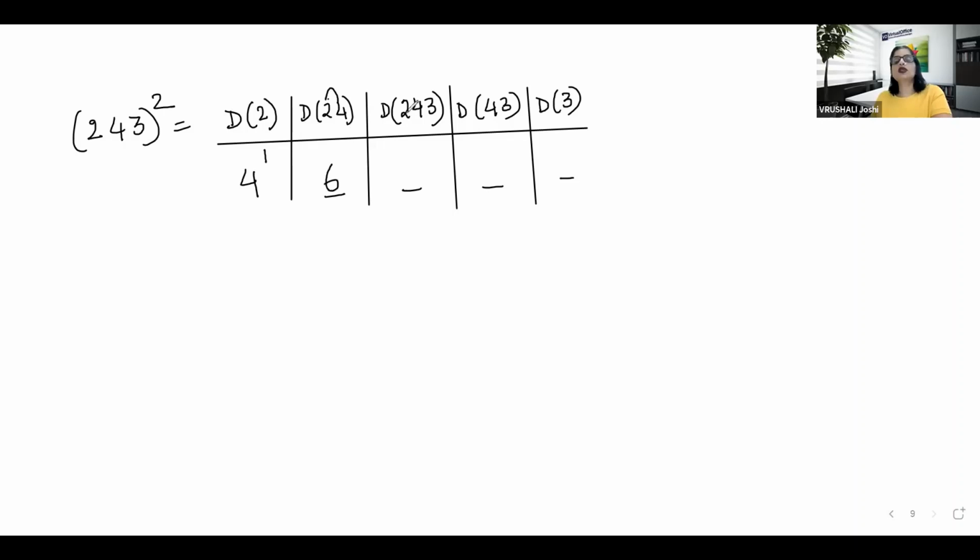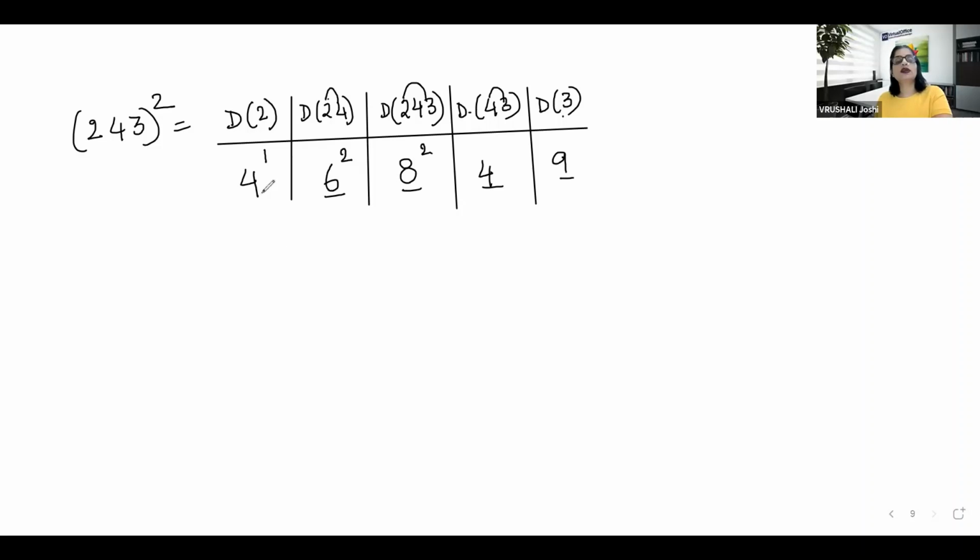Duplex of 243. So 2 3s are 6, 6 double 12. 12 plus 16 is 28. Correct? Duplex of 43 is 4 3s are 12, 12 double 24. And duplex of 3 gives you a 9. Now, the only thing that you have to do is write all of the numbers together, taking care of the carryovers as well while you add.